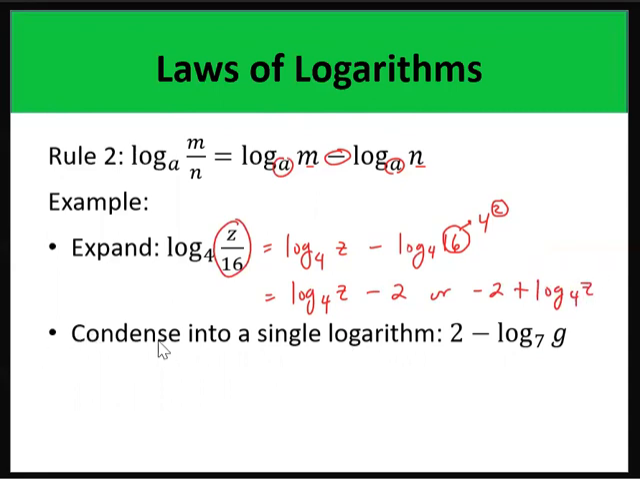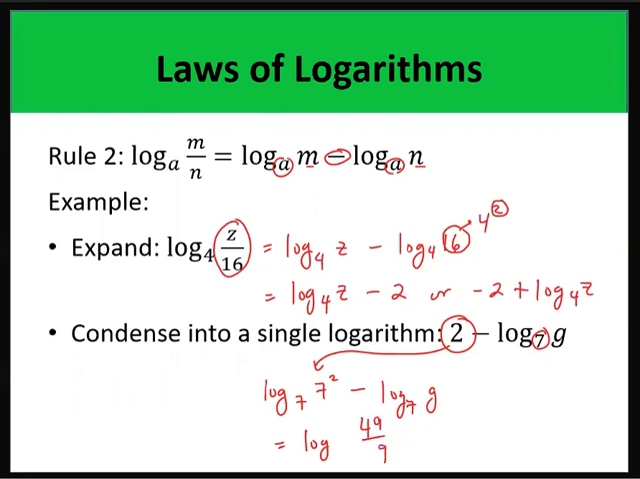Now, for the second bullet, let's condense this expression into a single logarithm. Similar to what we did earlier, we have to write 2 as a logarithm of base 7. So we can write that as the logarithm of 7 squared to the base 7, and then minus the logarithm of g to the base 7. 7 squared is 49. So we write this as the logarithm of 49 over g to the base 7.